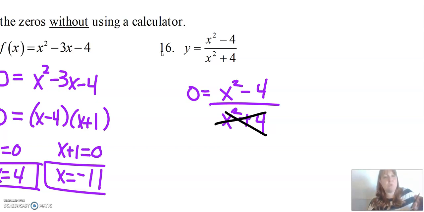What we're trying to find when we're looking for zeros is we're saying, where is the top equal to 0? Because if the top is equal to 0, it doesn't matter what's on the bottom. It could be 0 divided by 1 googol. It's still a 0, right? Because 0 divided by anything is 0. So we're just going to set that equal to 0. And we're going to solve.